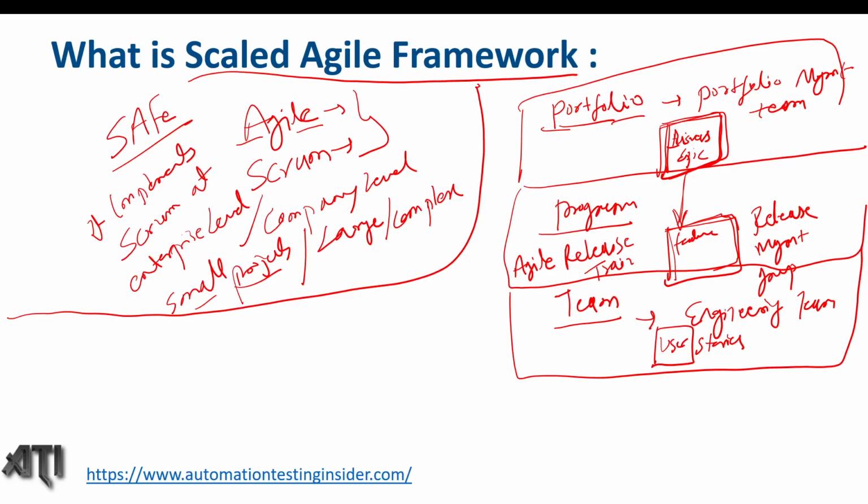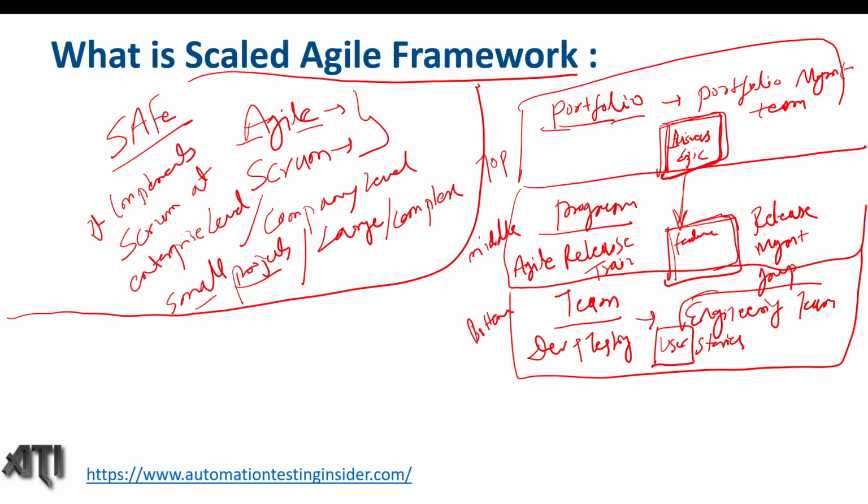So the engineering team involvement, I mean, it involves the dev team and the testing team. The actual implementation is done by the engineering team. So these are the three levels of the Scaled Agile framework, guys. This is the top level, this is the middle level, and we have the bottom level.